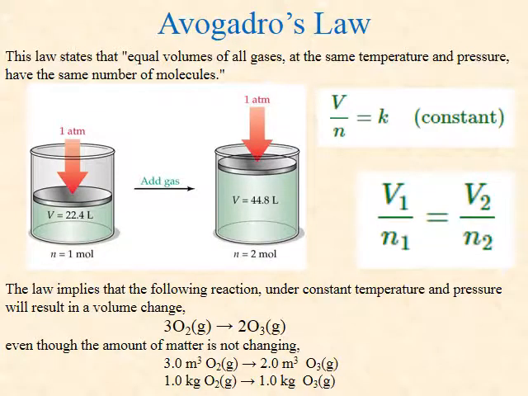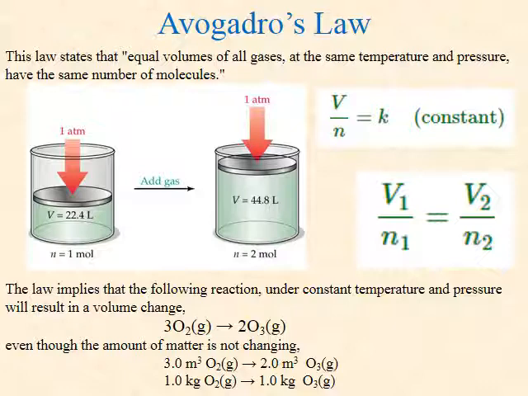Avogadro's law is what unifies empirical data in the kinetic molecular theory. This law states that equal volumes of all gases, at the same temperature and pressure, have the same number of molecules. The law implies that, under constant temperature and pressure, some chemical reactions can result in a volume change, even though the mass is not changing.